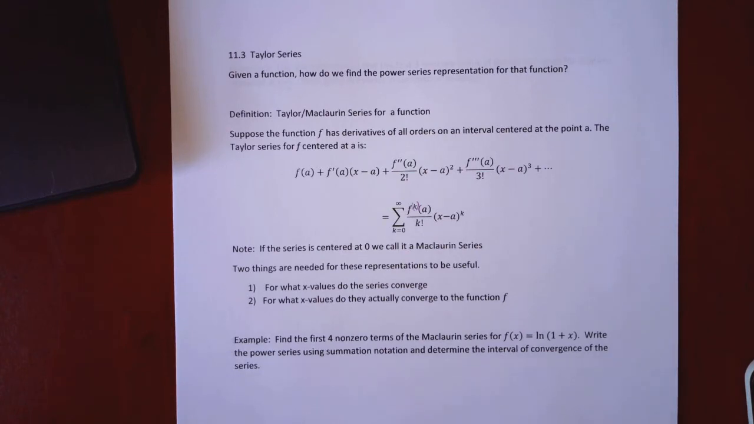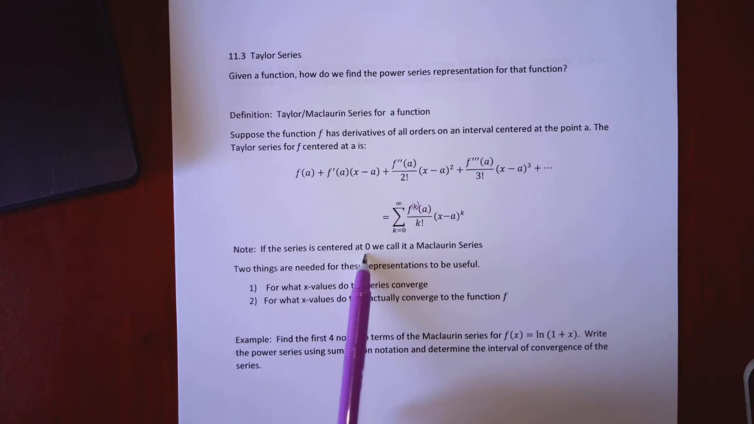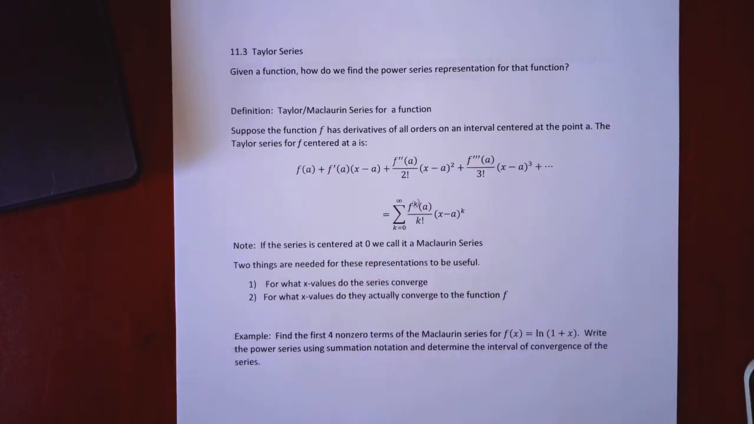Now, if a is 0, we do call it a Maclaurin series. Okay, so if they say Maclaurin series, it's automatically centered at 0. And a lot of times they won't specify if they say Maclaurin series.